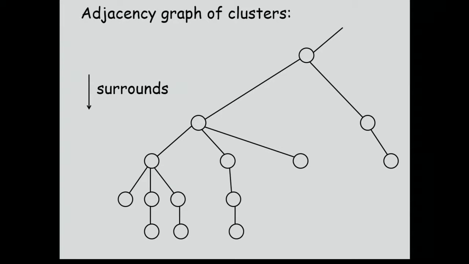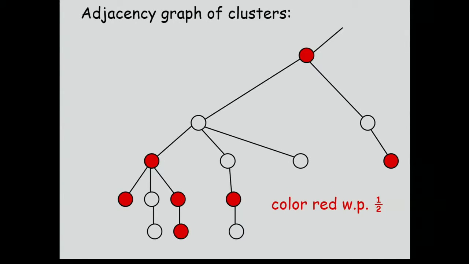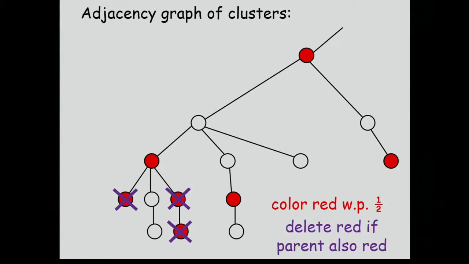I should be able to do that with pretty good tails, because it's a tree and really you only need 2 colors to color it. So here's one way to do it. First of all, just toss coins, color each cluster red with probability half. Well, of course that doesn't work, because maybe I have 2 adjacent ones that are both red. But now I delete the reds whose parent is also red. So now at least I don't have 2 adjacent red clusters.